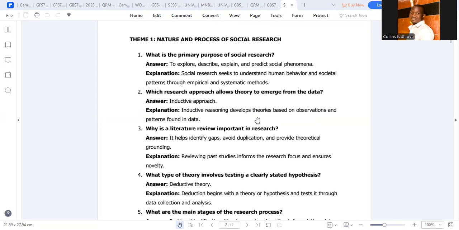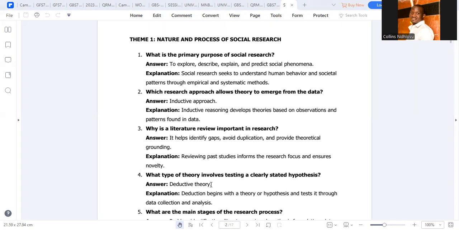Which research approach allows theory to emerge from data? So it's an inductive approach. So the inductive reasoning develops theories based on observations and patterns found in the data. Predominantly, it is from the qualitative research through explorations, and researchers will go deeper to get understandings on how societies function.